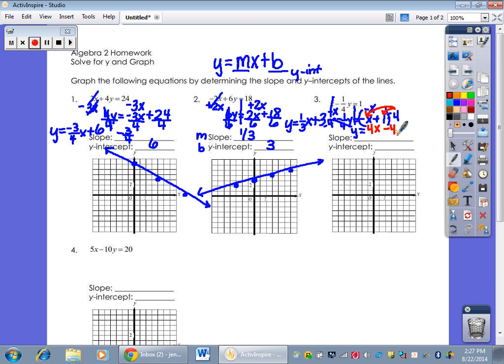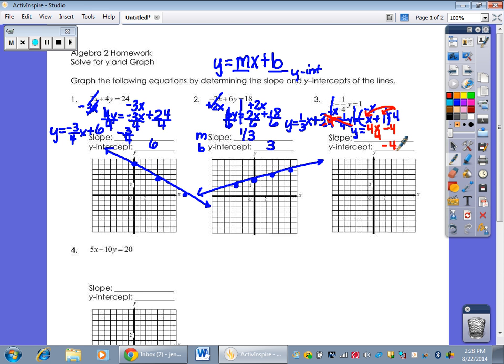Go back and think about that one again. This was divided by 4. And it was negative, so we went ahead and multiplied by a negative 4 so that those would cancel out and it would leave you with just y. Now that we have that, we know that 4 is our slope and negative 4 is our y-intercept.